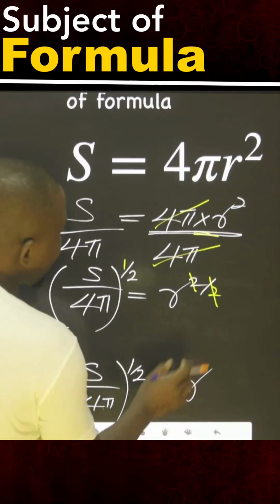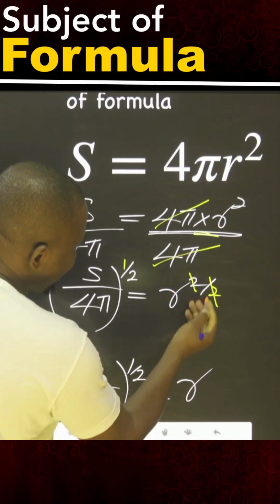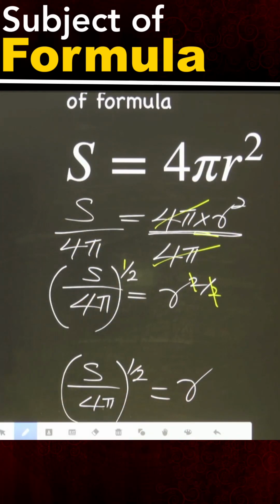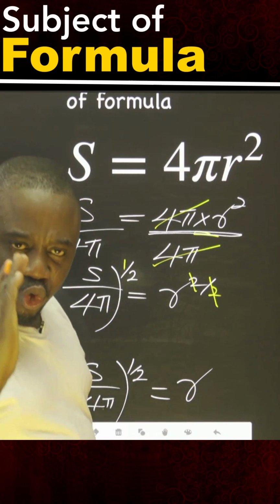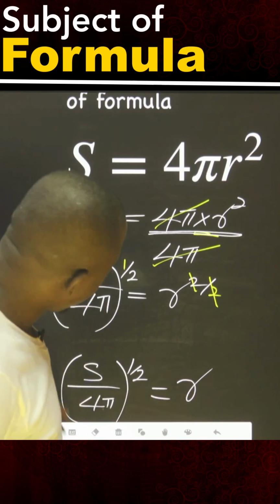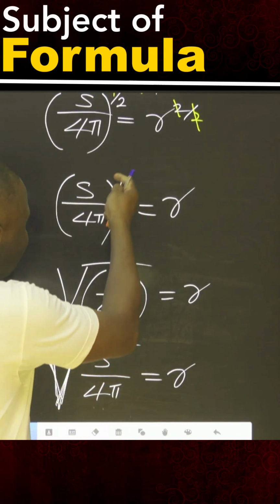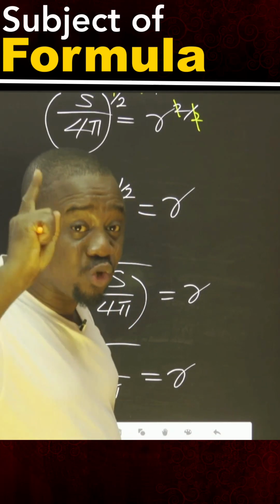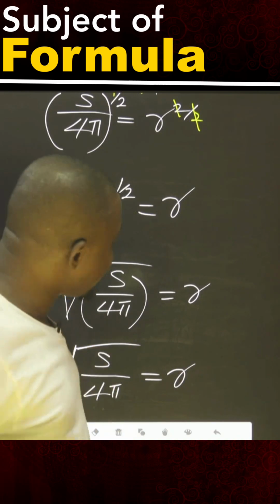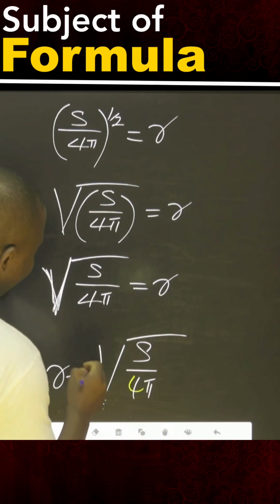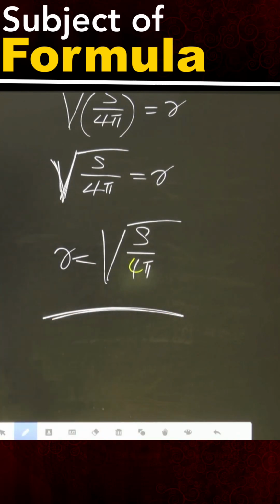Remember, instead of explaining all this, what I've just said, square root to the other side. I just want to show you how the square root came about, because remember, this is 1 over 2, raised to power 1 over 2. That is the power 1 over 2 means square root. So this is the final answer for what? For R.